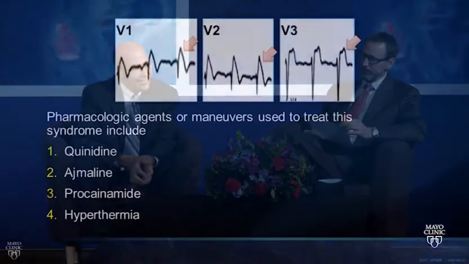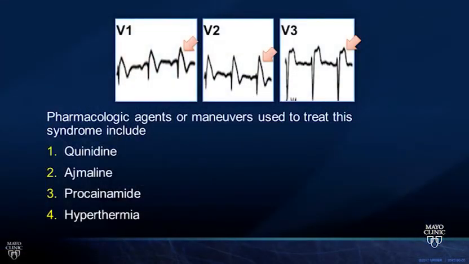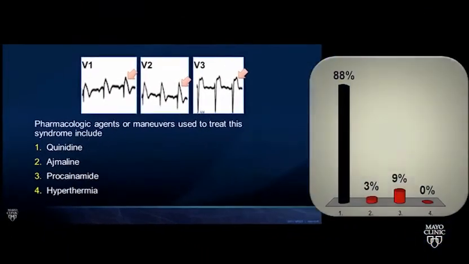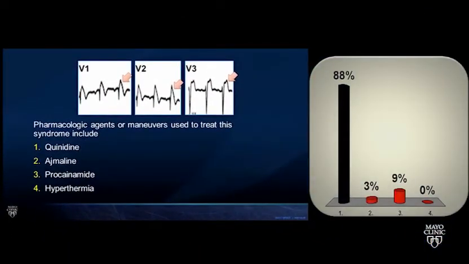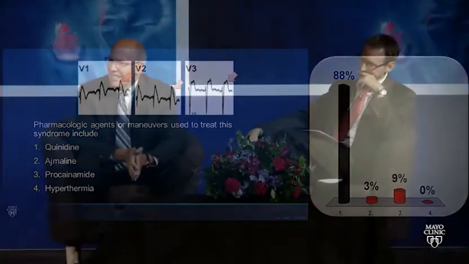Pharmacologic agents and maneuvers used to treat this syndrome include which of the following? Quinidine, osmoline, procainamide, hyperthermia. Is 95% the celebratory level? It is, yep. Great, I'm pretty confident in this one from you guys. Good job. Quinidine, isn't that something?